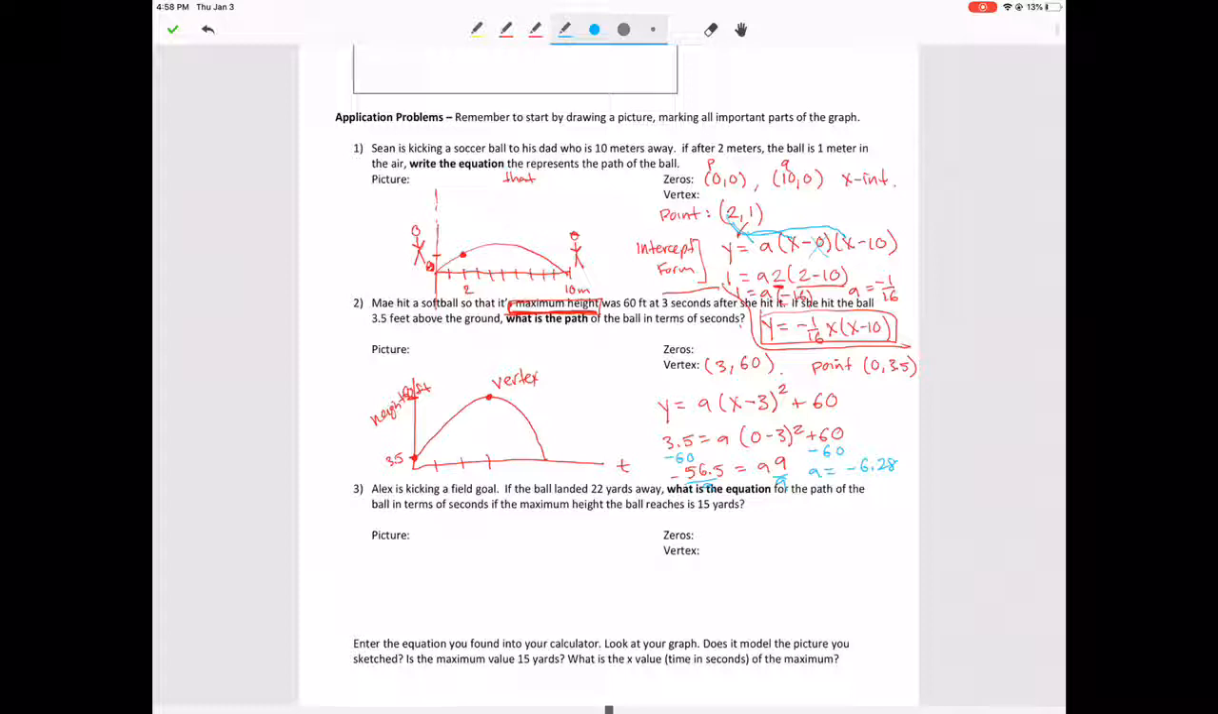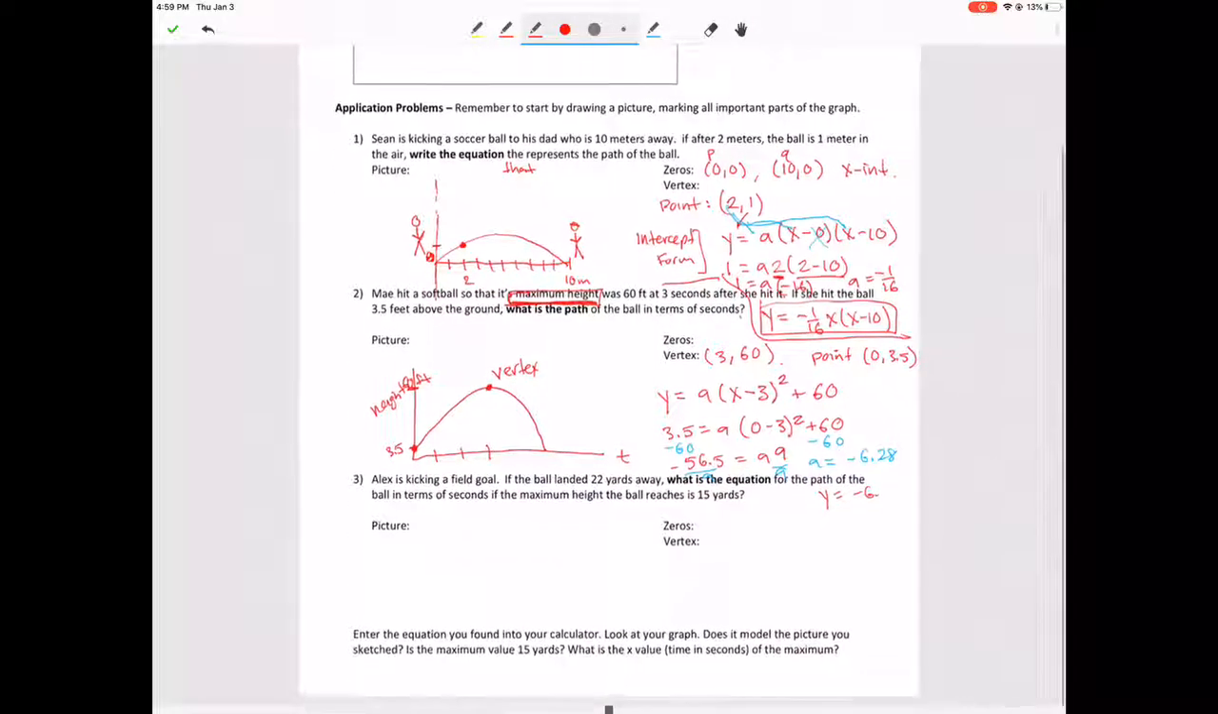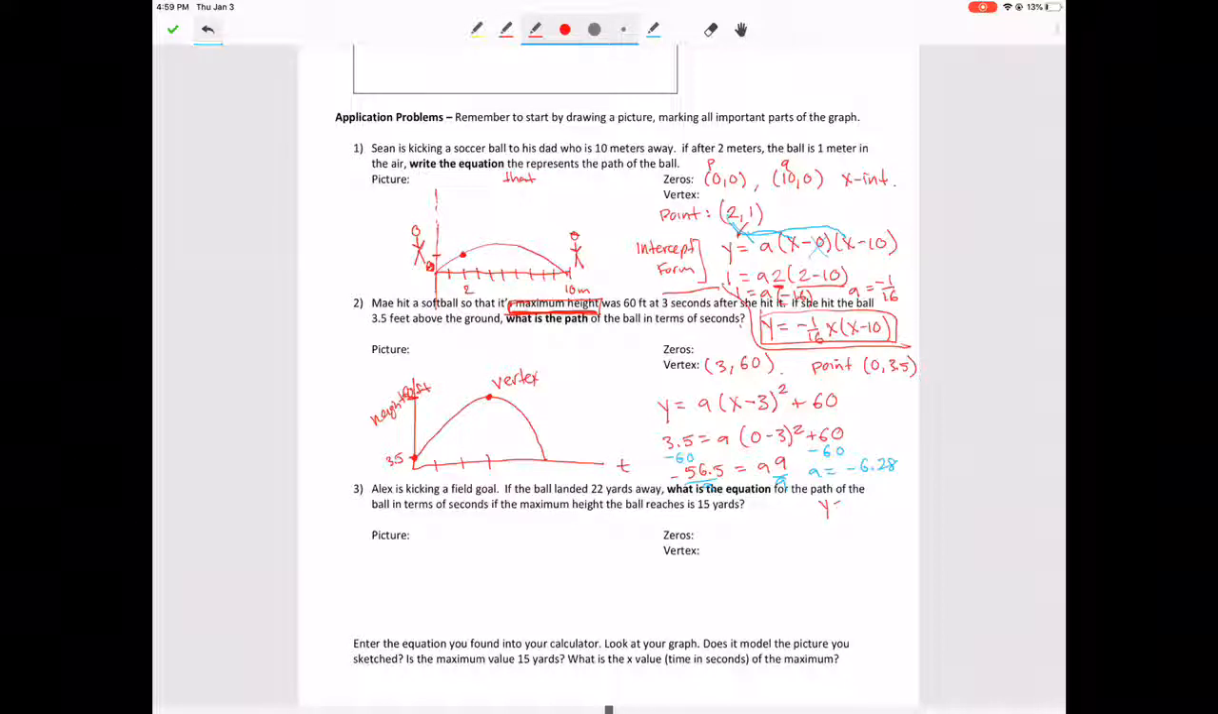And then we'll plug that into our original equation. I need to write this smaller. So that ends up giving us y equals negative 6.28. Oh, that won't work. Hang on, sorry. Need more room. y equals negative 6.28 times (x minus 3) squared plus 60. So that would be our answer.